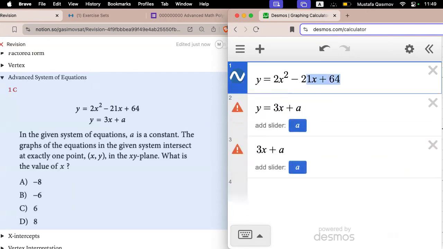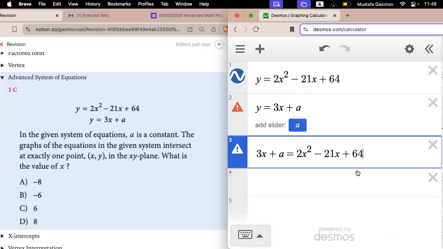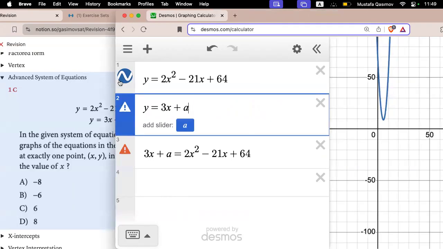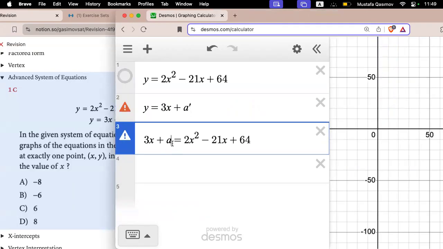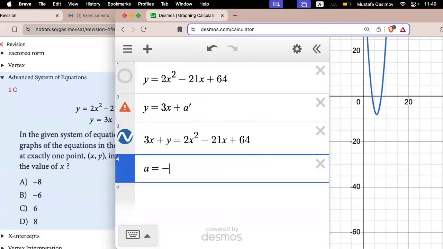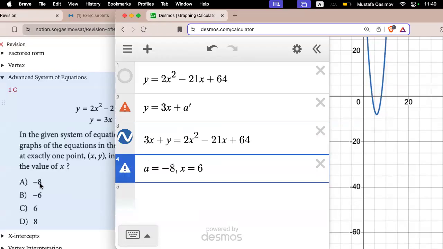We can write it like that. Then you write it like that, and you will get one equation and you can find it using Desmos. Let's remove it. Then let's write y instead of a, and we will get an equation like this. For its vertex point, it means when a or y is equal to negative 8, there is one real solution, and when it is equal to negative 8, x is equal to 6. Some students take negative 8 as the answer, but it is not 8, it is 6.